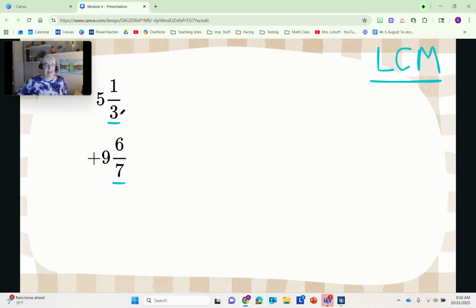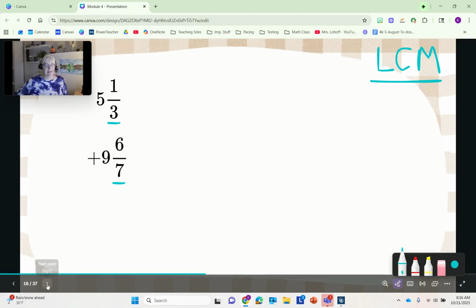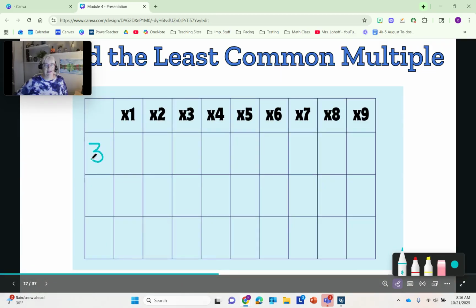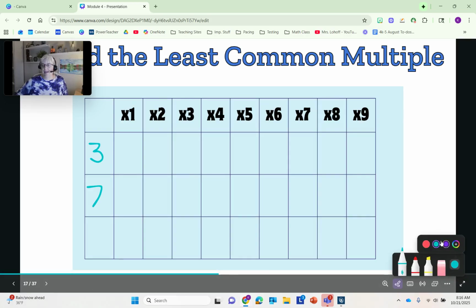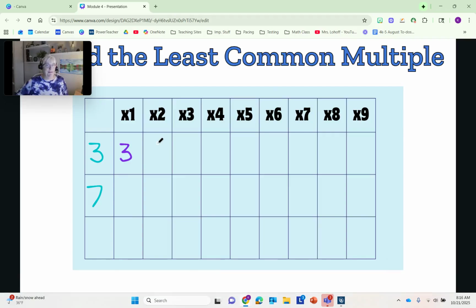All right, 3 and 7. Put it in the chart, 3 and 7. All right, change my color. 3 times 1 is 3. Remember, you can copy these numbers directly from a multiplication chart. 3 times 2 is 6. 3 times 3 is 9. 3 times 4 is 12. 3 times 5 is 15. 3 times 6 is 18. 3 times 7 is 21. 3 times 8 is 24. And 3 times 9 is 27.